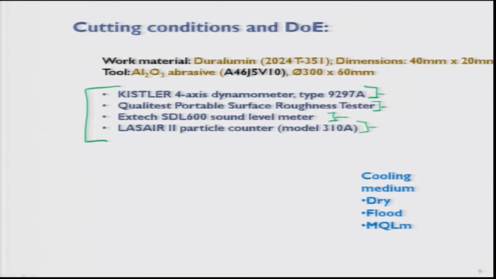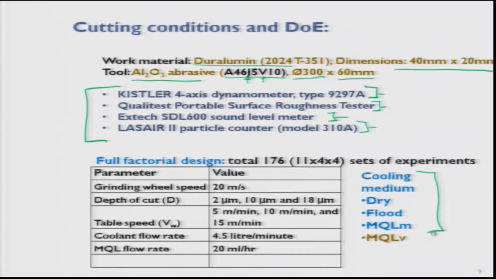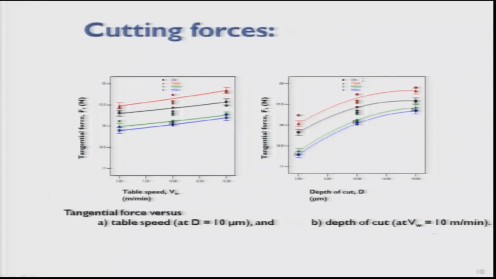So, the workpiece here is duralumin, the dimensions of the workpiece are this, and the wheel is an Al2O3 abrasive. This is the specification of my wheel, a vitrified bond, and this is the wheel diameter and width of the wheel. So, these were the cooling mediums. And these are the cutting forces.